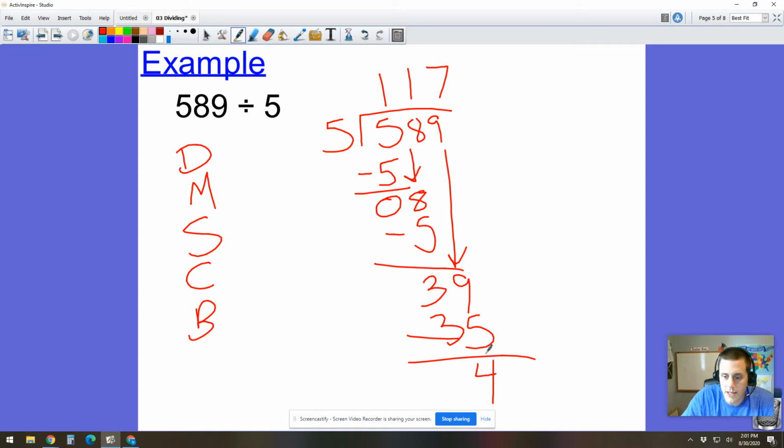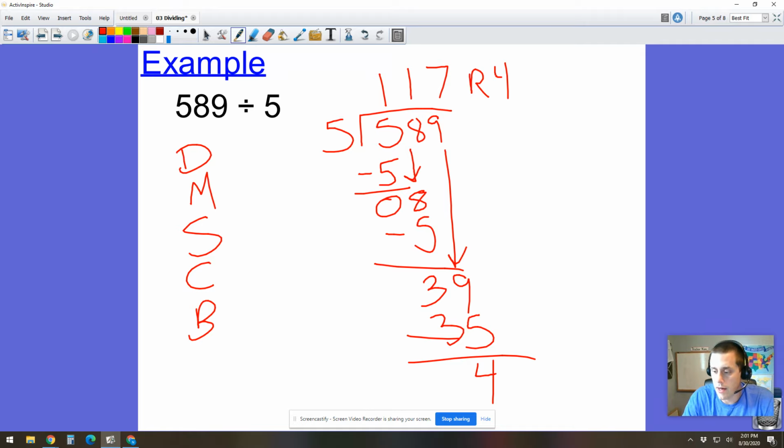But because we have 4 left over, there's a couple things that can take place here. This week, I'm cool with remainders. We could just say our quotient is 117, remainder 4. And that will be fine for this week.